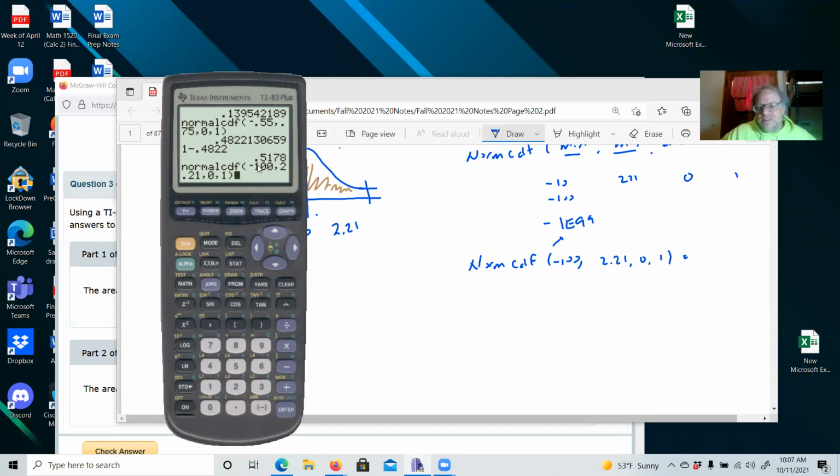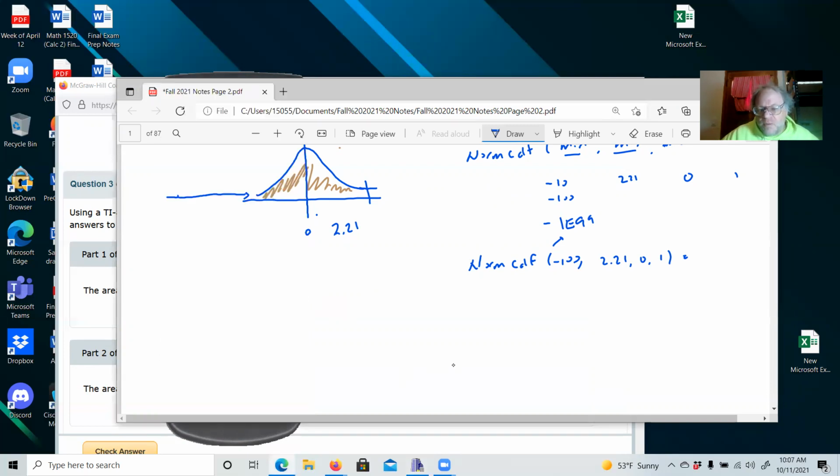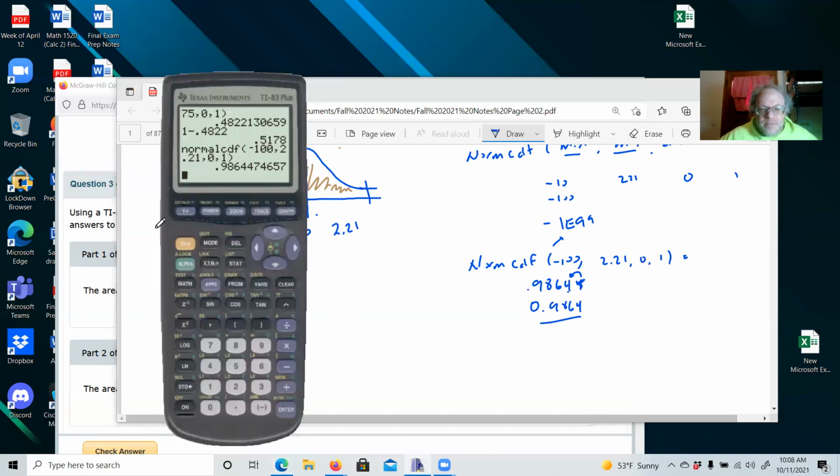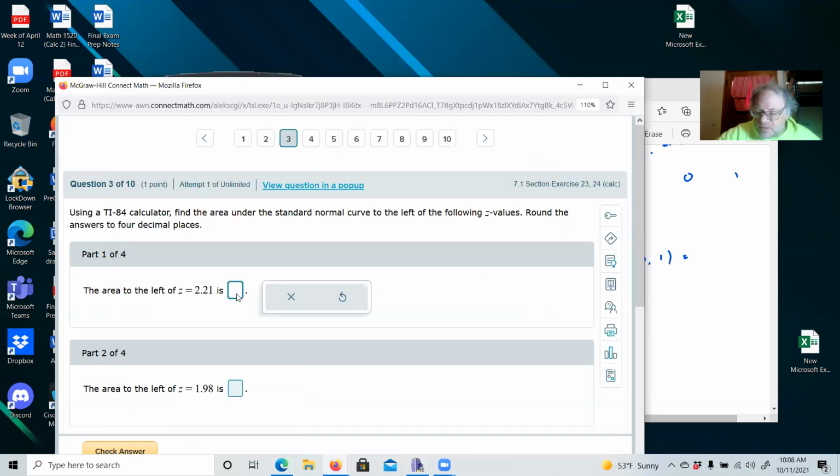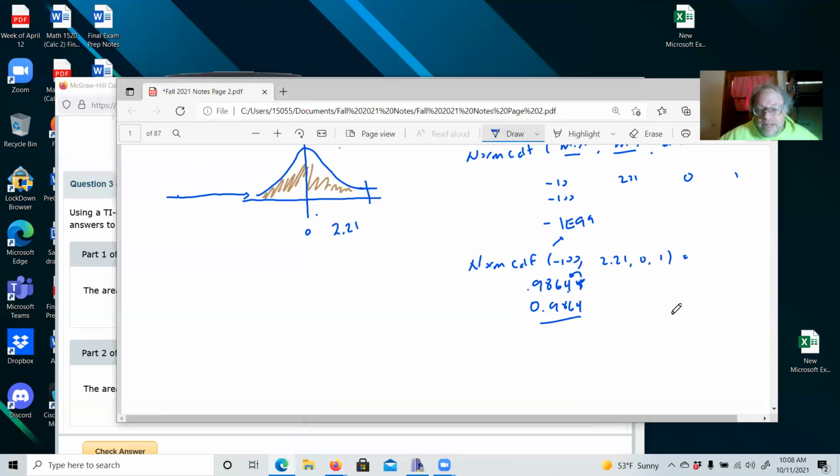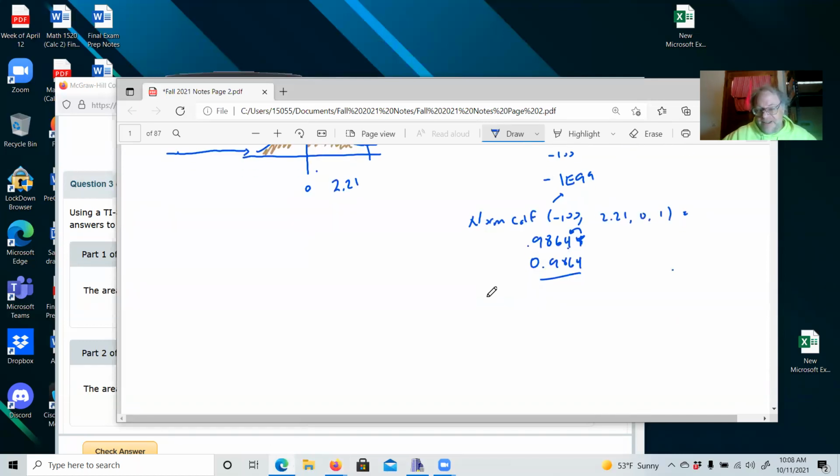If you had to go out to like 64 decimal places, you probably want to use more than negative 100. And this is 0.9864. There's a 4 after that, which is not going to contribute anything, so it stays the way it is. 0.9864, there is our answer. Now, to the left of 1.98 is going to be a similar number, because 1.98 isn't that far away from 2.21.